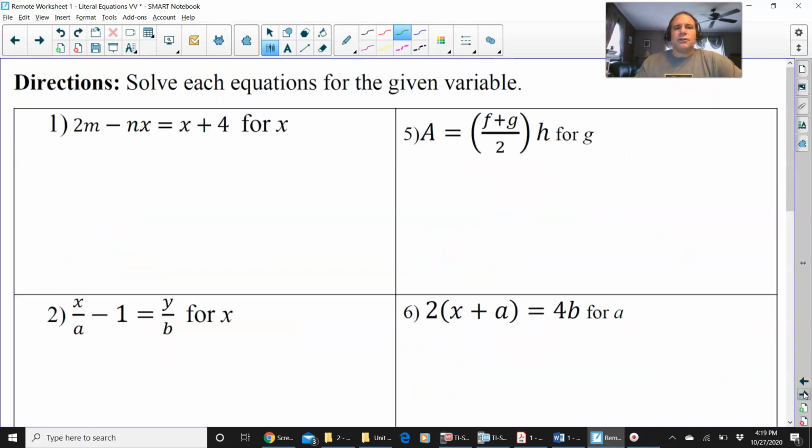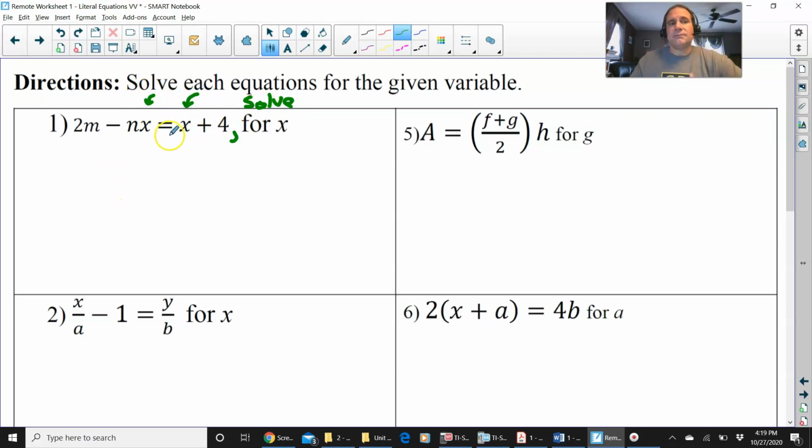Okay, so difficult problems here. We'll go through them step by step. Number 1, we have to solve this equation right here for x. So we have to solve for x. So I'm going to put that x right here. I'm going to put the little arrow right here.